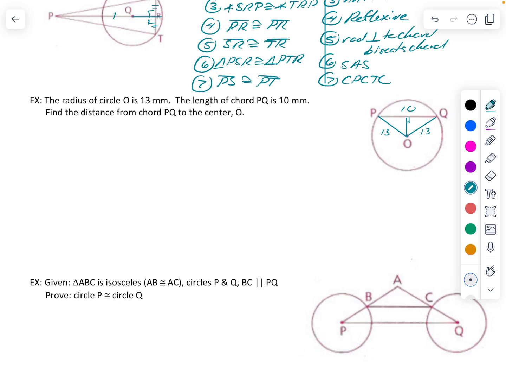And remember, the distance is perpendicular to the chord, which means it's going to bisect it based on our theorem. So we have our distance from the center to the chord. It's going to be perpendicular, it's going to bisect it, and we end up with a right triangle. I'm going to call that distance from the center to the chord x, and it looks like we have 5 squared plus x squared equals 13 squared. So if we solve that, this is one that we see all the time, and we get x equals 12, and that's our answer.